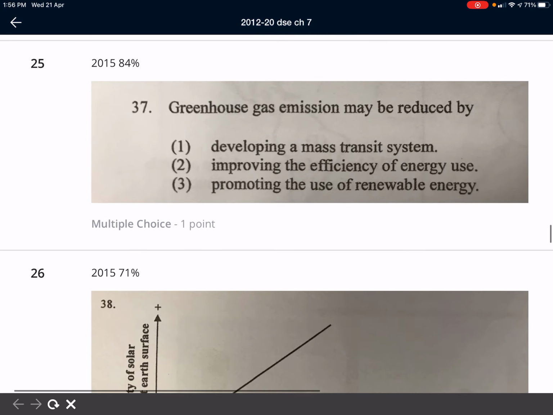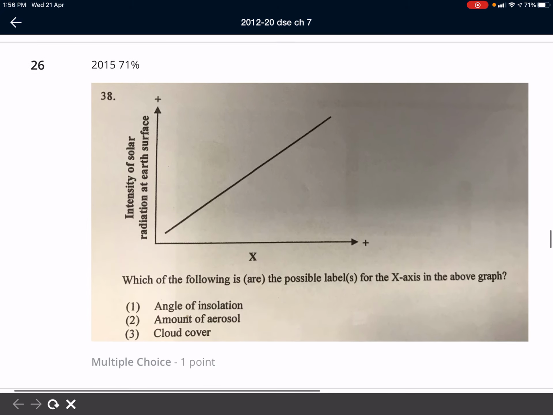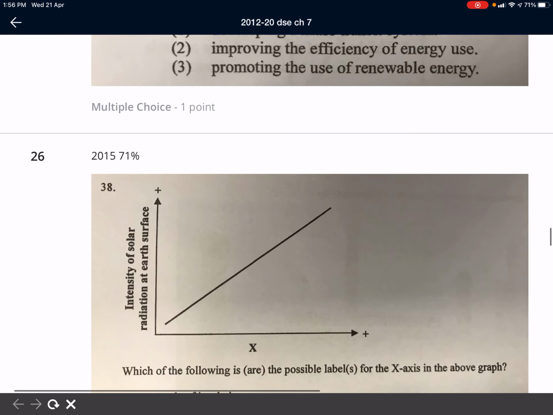Number 25, greenhouse gas emission may be reduced by developing a mass transit system. Improving the efficiency of energy use, also not bad. And promoting the use of renewable energy, also okay. So is it all correct? Yes, it's all correct. So the answer should be D. Number 26, not really going to spend a lot of time on this.